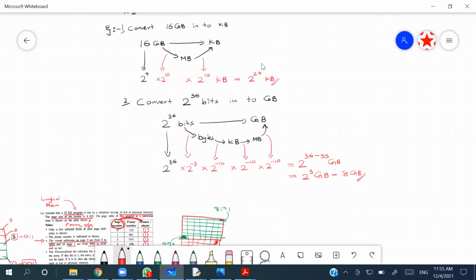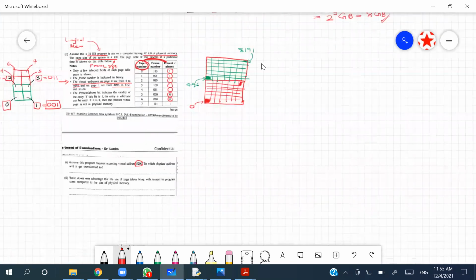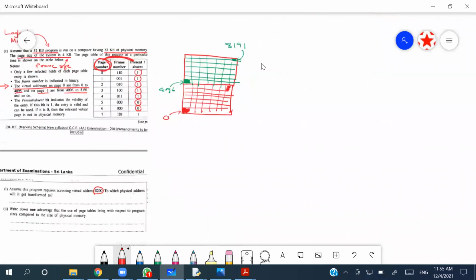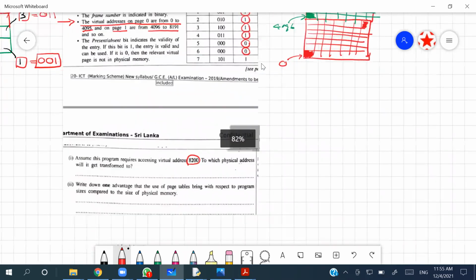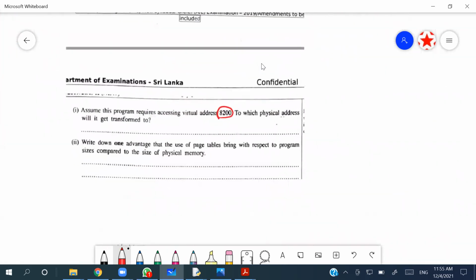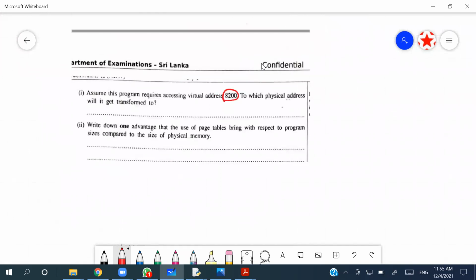So now let's jump to the question. What do we need to do? How are we going to match it? It is easy now. We have been given the virtual address. All we have to do is extract 8,200 and see what the nature of our address is in ones and zeros. Then we have to figure out to which frame number it can be converted. So for that, we need to write 8,200 in binary.